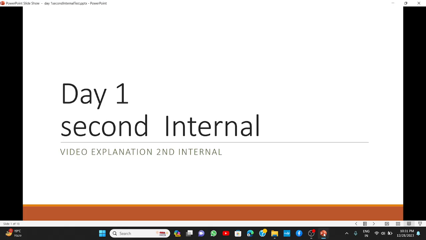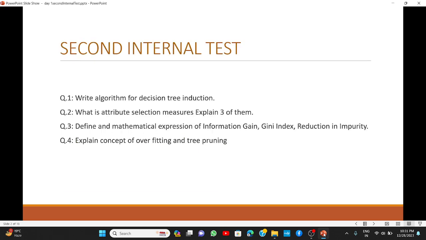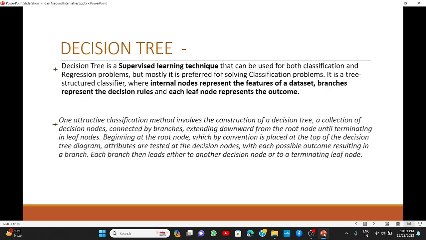Hello everyone. This is our second video of a video explanation of internal series day 1 test 2. In this video we are going to discuss the algorithm for decision tree induction, attribute selection measures, and mathematical expressions of information gain, Gini index, reduction in impurity, concept of overfitting and tree pruning. These are all the questions of the second internal test.